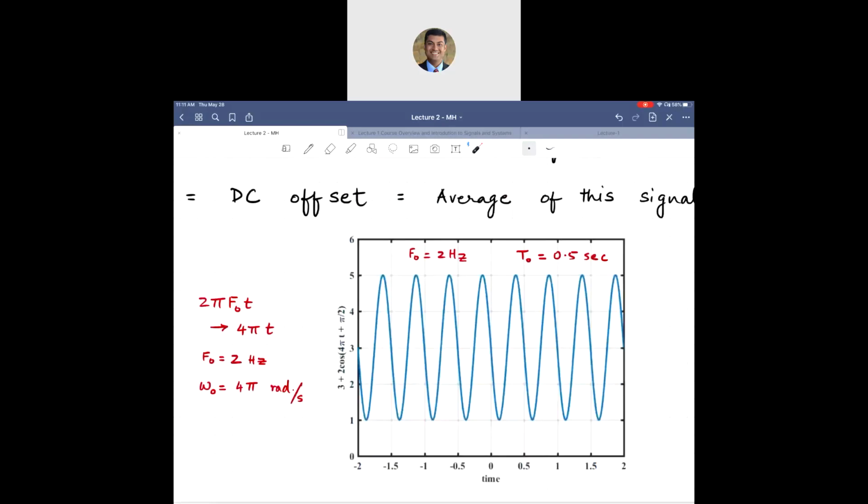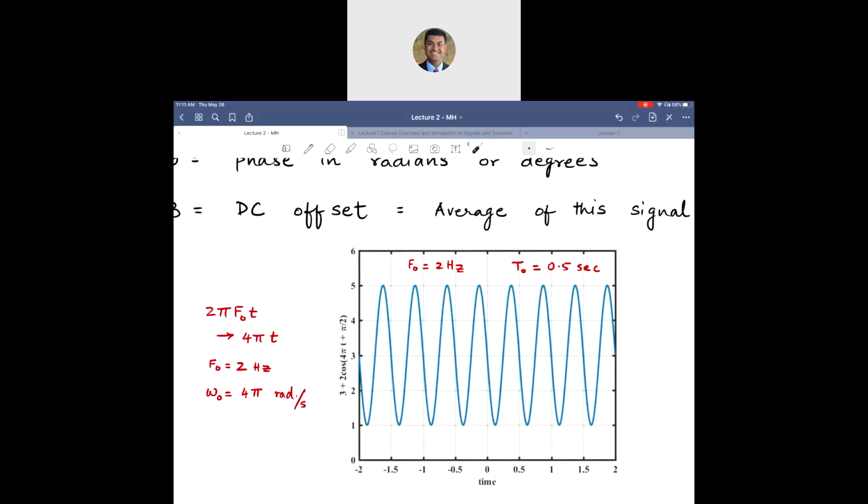So to get a better understanding of all these parameters of this sinusoidal function, I've sketched one arbitrary sinusoid here. This is 3 plus 2 cosine of 4 pi t plus pi over 2. That's the function that I've sketched out. The time period, as you can see, let's say that is going to be the time period here, which is half a second. So that's how you get that. Then you invert it to get f0, which is 2 hertz.